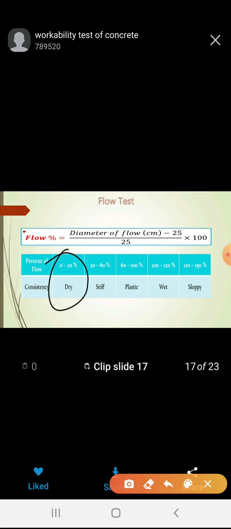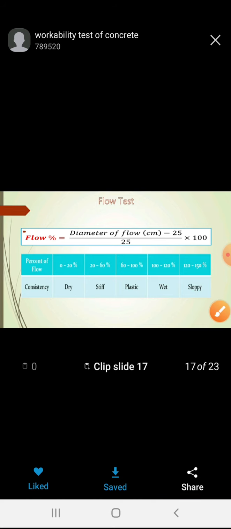If the consistency is nothing but a dry mix, the percentage of flow will be only 0 to 20%. If the flow percent is 20 to 60, then we can call it stiff. If it is 60 to 100, we can call it plastic. If it is 100 to 120, wet, completely wet, nothing but almost equal to the paste. And the last one is sloppy. Here we are taking more water.